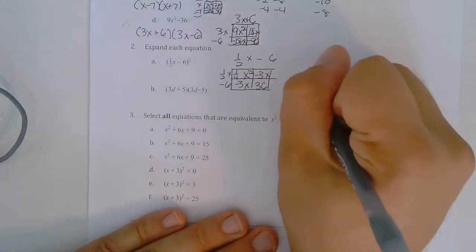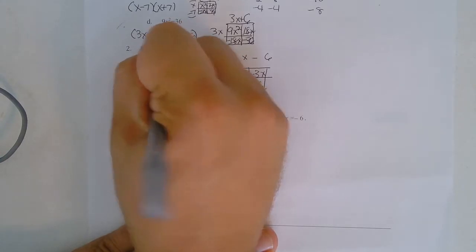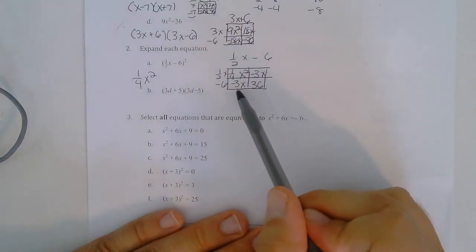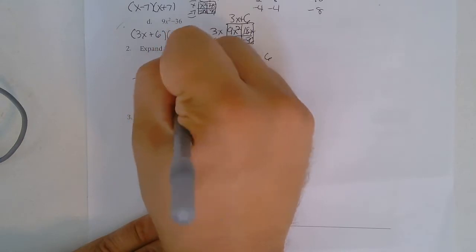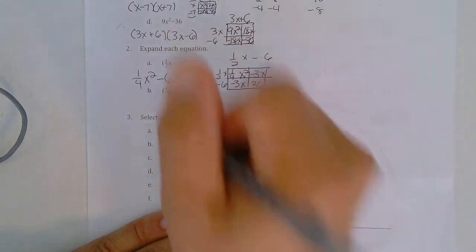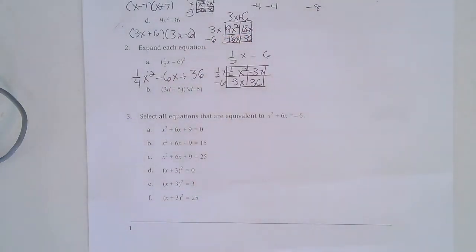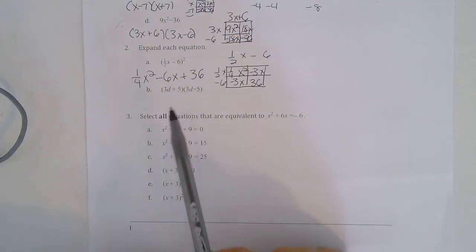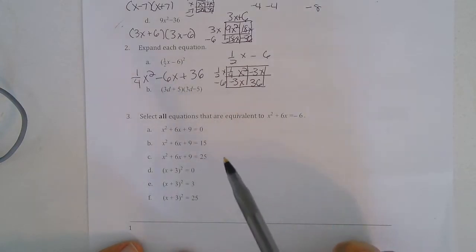So in looking at that, this would be 1/4 x squared. To combine my x terms, negative 3x plus negative 3x would be minus 6x. Then here, this would be plus 36. And then here you have your 3d plus 5 times your 3d minus 5.